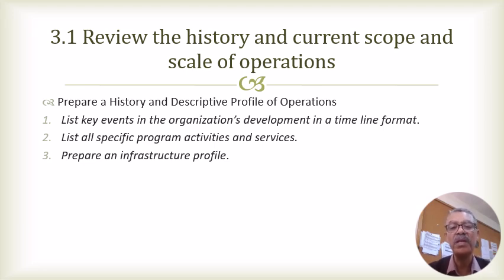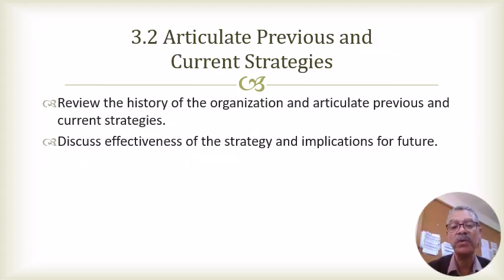We need to also review the history and the current scope and the scale of operation, as we have seen already. When we are doing this, we prepare a history and descriptive profile of operations, like key events in the organization's development in timeline format, list all specific programs, activities and services that we are doing, and prepare an infrastructure profile. Working towards all those things might help us to understand our environment in a better way, and that also helps us to come up with a good plan for the organization that we are aiming for.